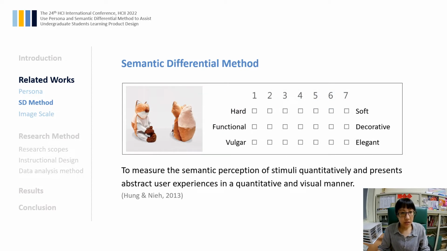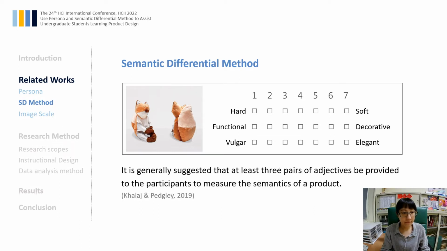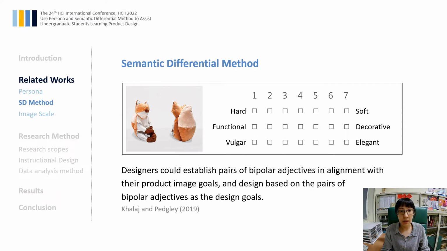The SD method is used to measure the semantic perceptions of a stimulus issue and present user experience in a visual manner. It is generally suggested that at least 3 pairs of adjectives be provided to the participant to measure the semantics of a product. Designers could establish pairs of bipolar adjectives in alignment with their product image goals.